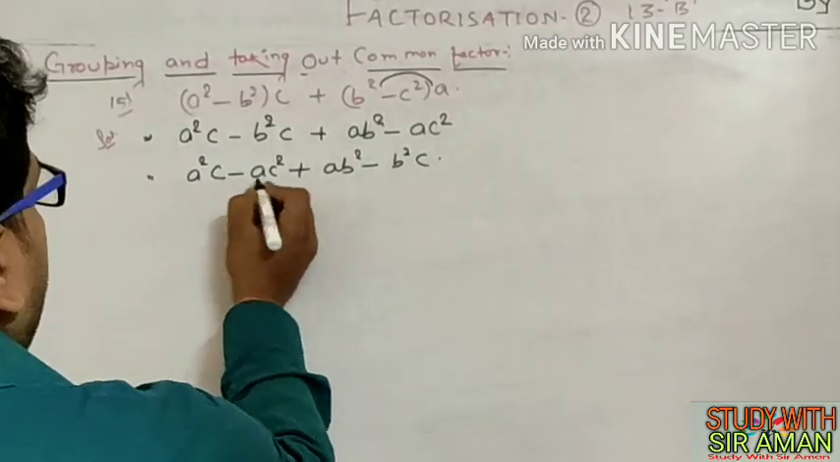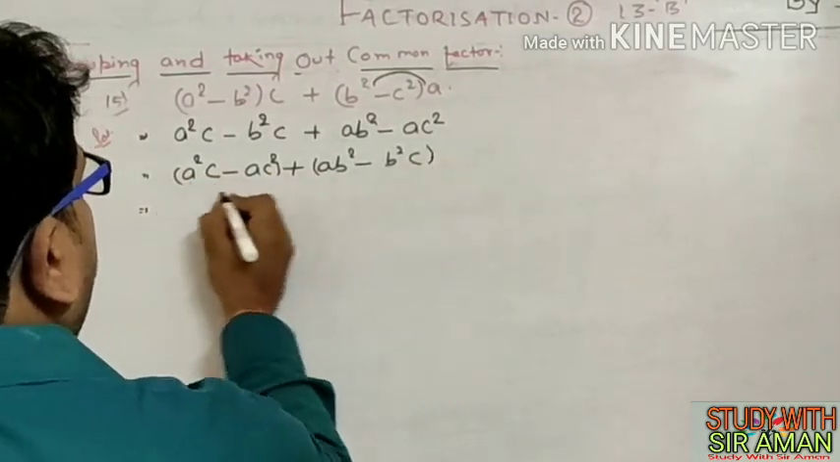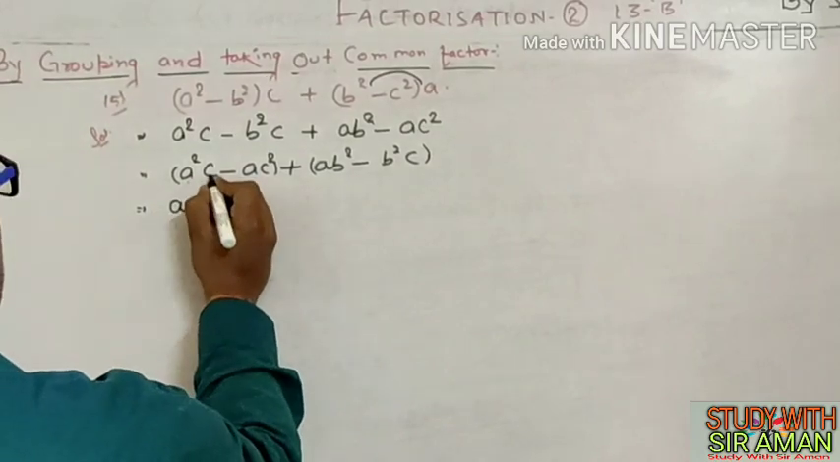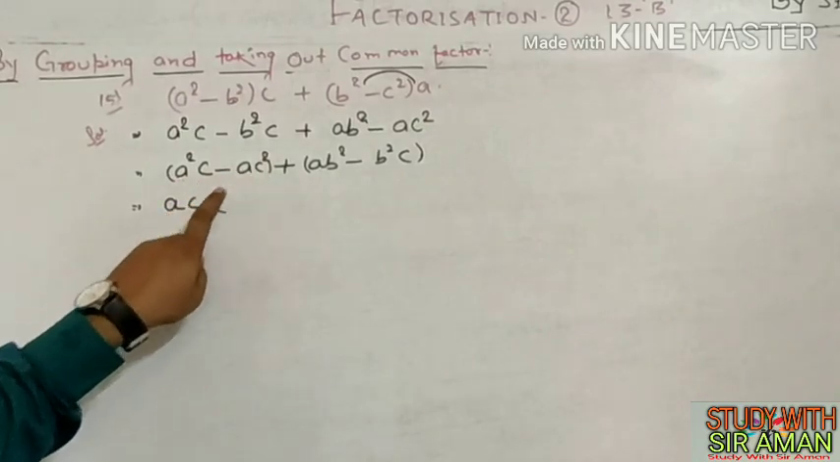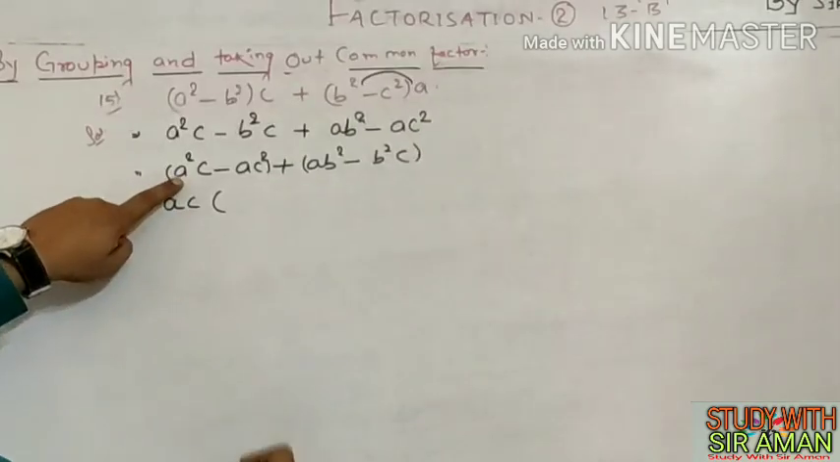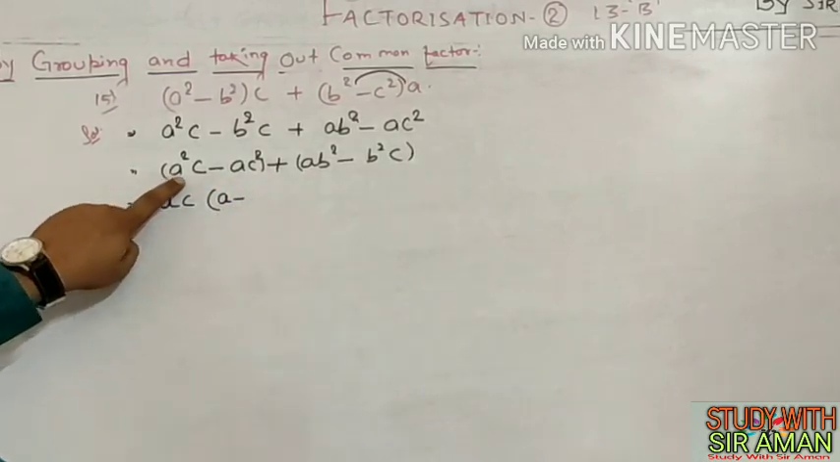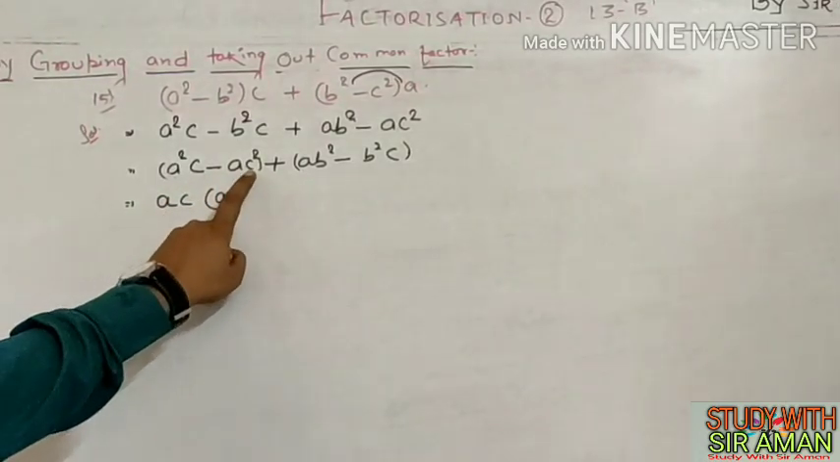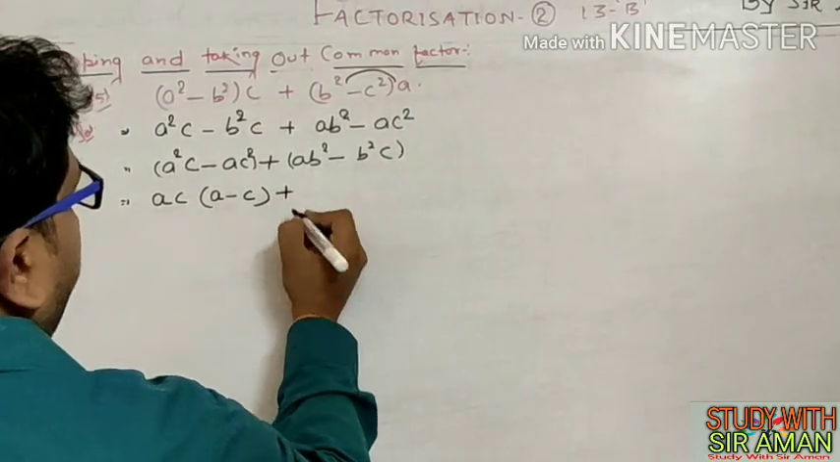Now you see what is common here. In these two terms, what is common? Here a is common. Here c is common. ac is common in both the terms, so ac I have written here. What is left here? a. What is here? Minus. I have taken one c here. What is left here? c, plus.